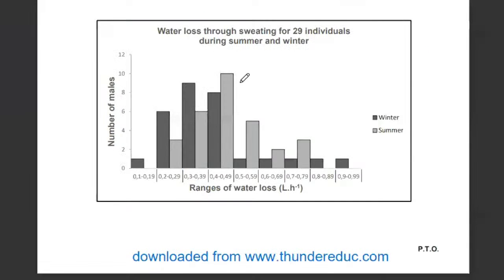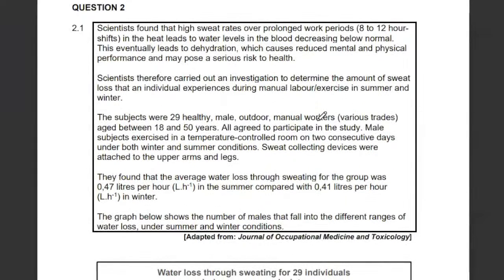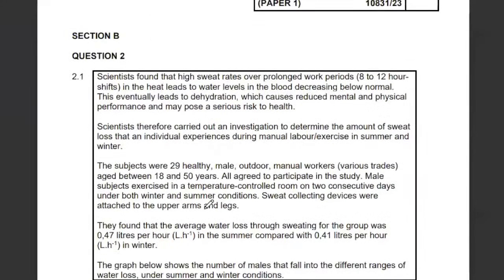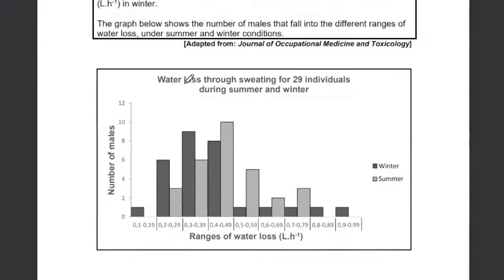Here is a passage you're supposed to read. Scientists found that there is a high sweat rate. You have to pause the video and read it, because I'm not going to read it too much, as I need to save time so that I make the video a little bit shorter. Basically, they're talking about water loss through sweating for 29 individuals during summer and winter.